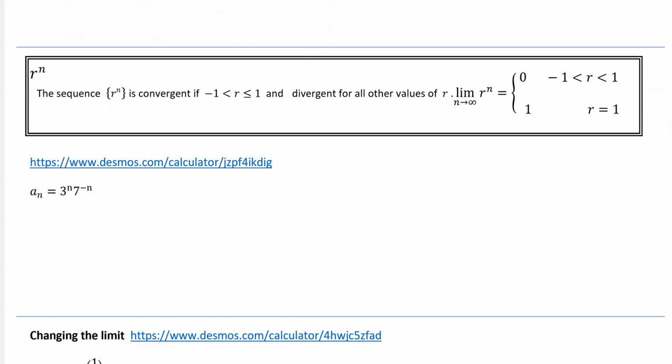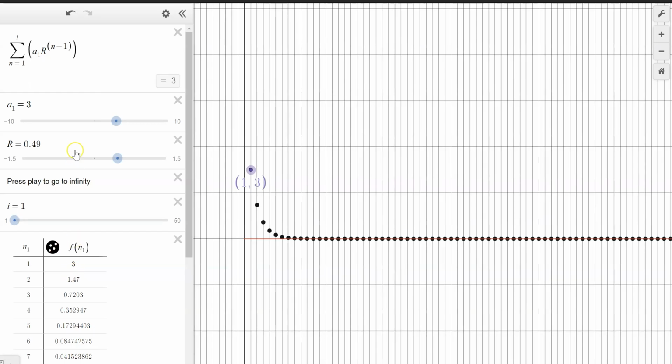All right, the next one is using our r to the n. So our sequence r to the n is convergent if r is between -1 and 1. What we're looking for are fractions. So if we have a fraction here, then we'll end up with this. I've got it here so that I can modify my r.